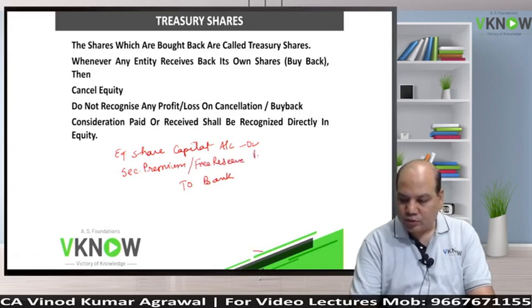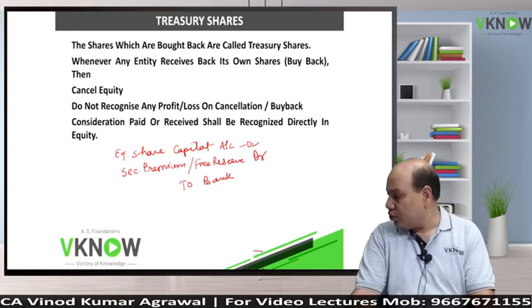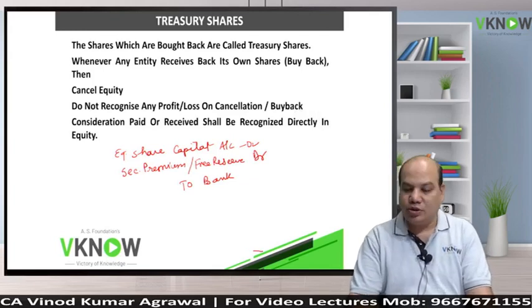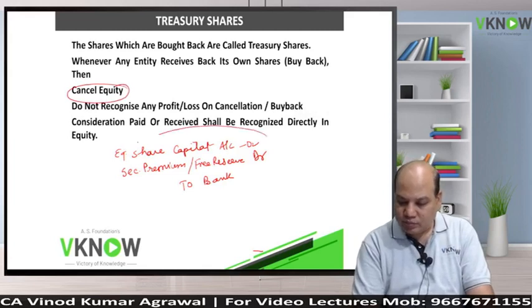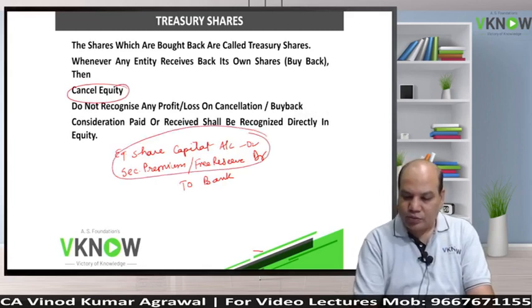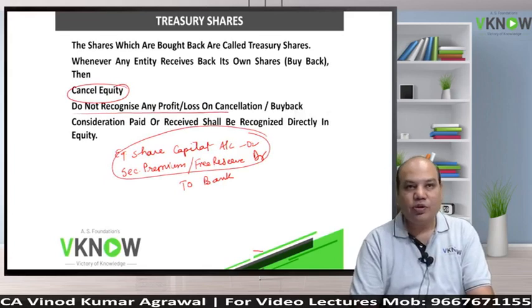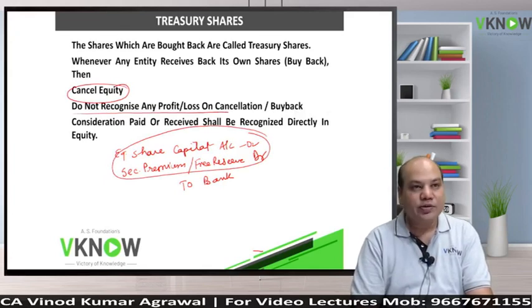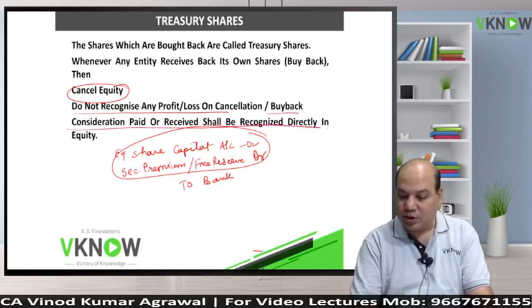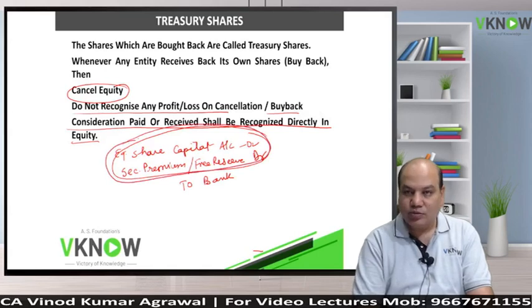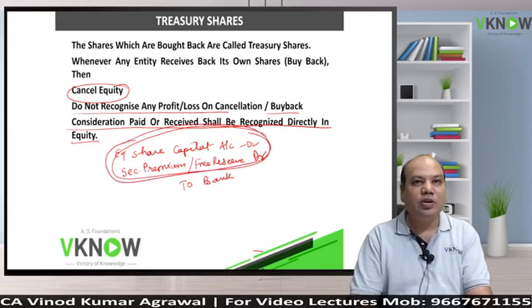That is how we do accounting in case of buyback of share. So that is why they are saying cancel equity. This is we are cancelling. Do not recognize any profit or loss on cancellation. We are not transferring the gain or loss to P&L account. The buyback consideration paid or received shall be recognized directly in equity. So all this presentation will be in SOCIE.